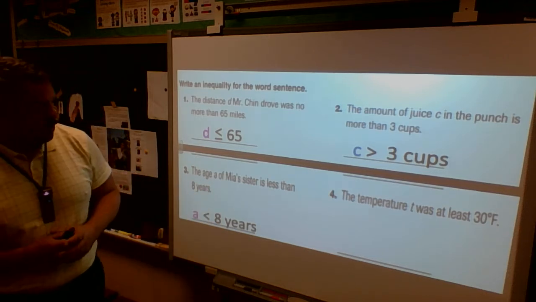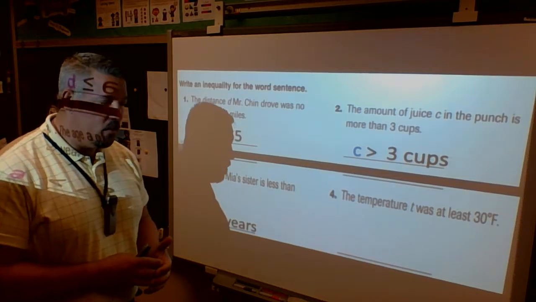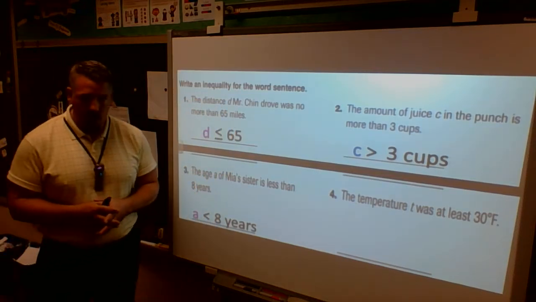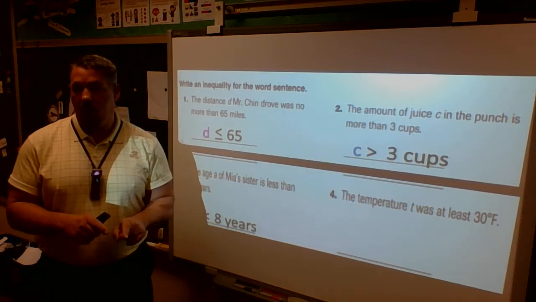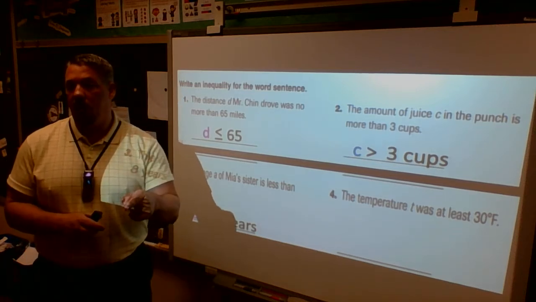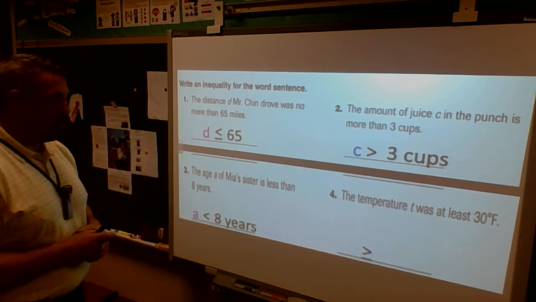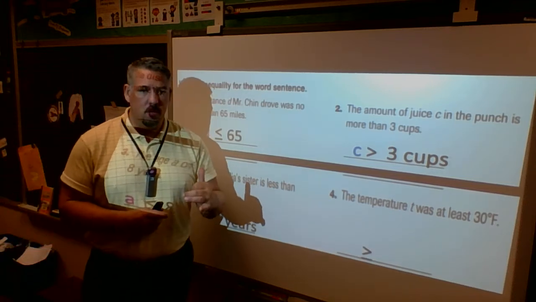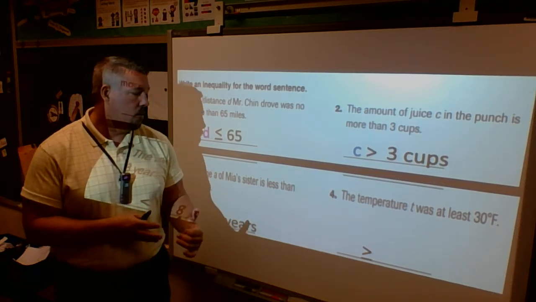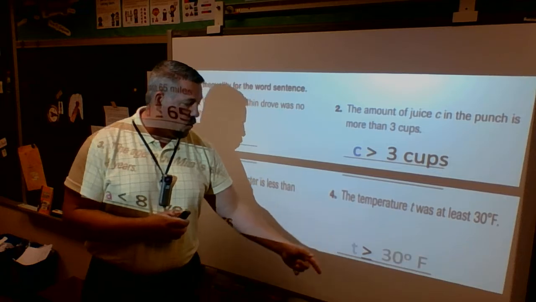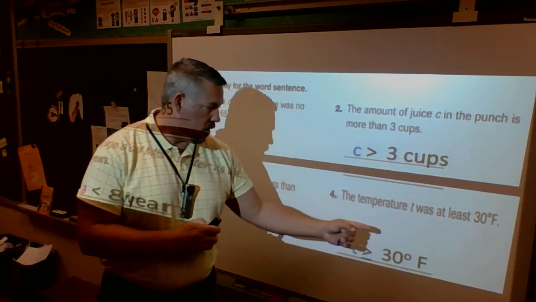All right, the last one over here. The temperature T was at least 30 degrees Fahrenheit. So if it is at least 30 degrees Fahrenheit, could it be equal to 30 degrees Fahrenheit? Yeah, it could be equal to 30 degrees Fahrenheit. But could it be below it? No, because it's at least 30. That's as cold as it got. So I know that my temperature is greater than, or it could be equal to, 30 degrees Fahrenheit.